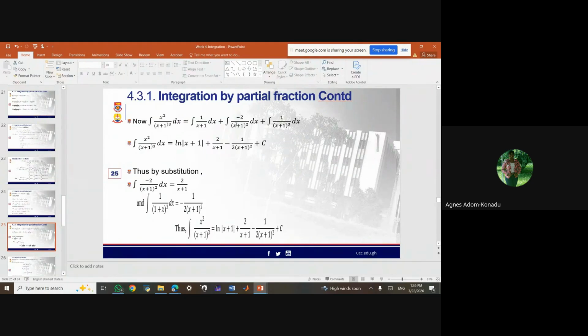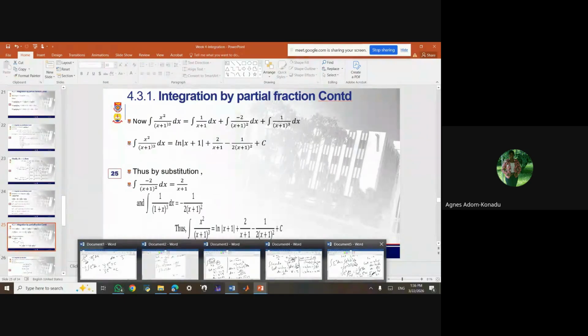Okay, so here we are using substitution. So I have -2, then u to the power -2. Let u be equal to s plus 1. So that's the reason why I have negative here. Please, you can take your time and integrate this. Okay, so they are saying that we use substitution.